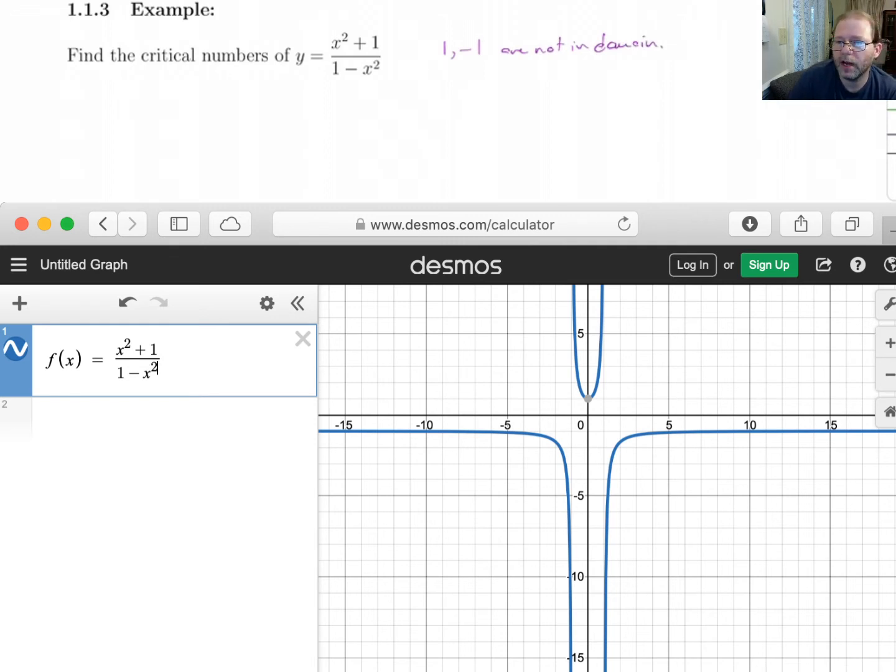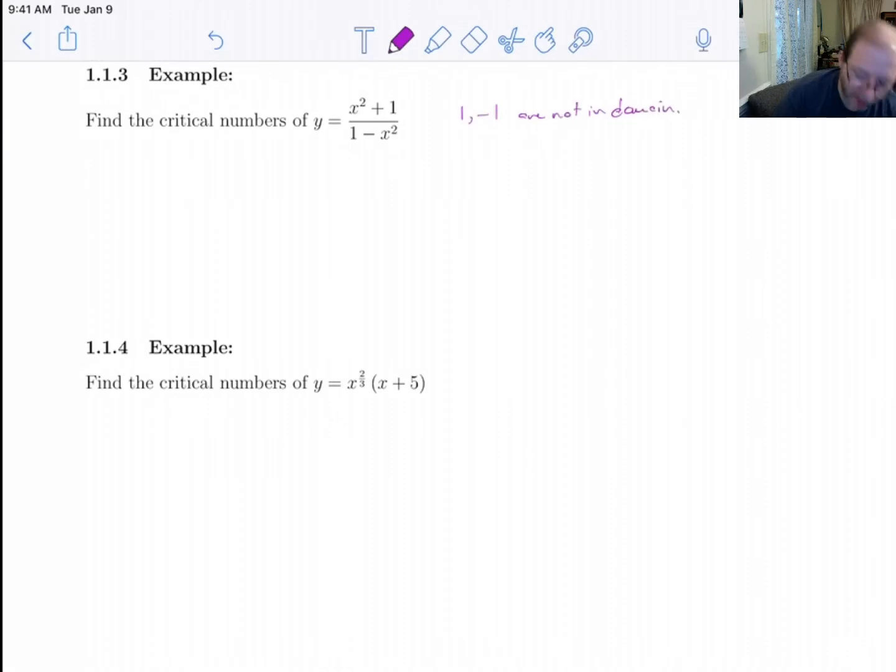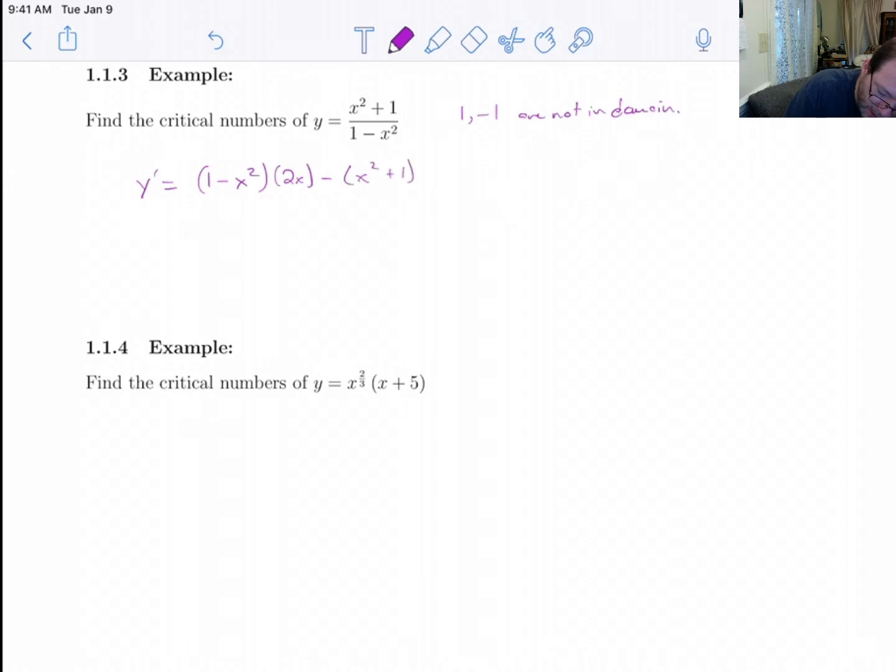So looking at the graph, it looks like 0 is going to be a critical number. But let's work that out. If we take the derivative of this, y prime is going to be low d high minus high d low over low squared.